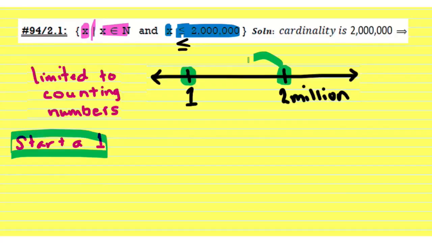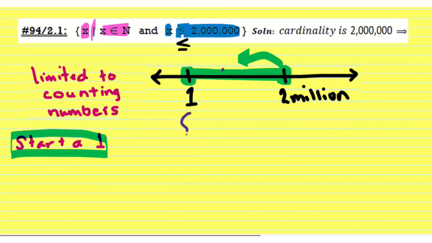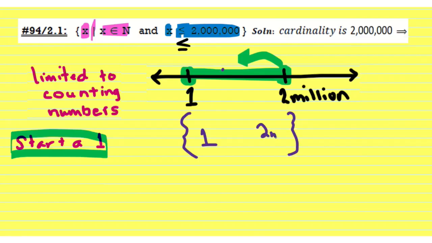And then it is less than, which means it's going to go this direction. So it's going to go all the way back down to the 1, but we are limited to the 1. So our set is only going to contain the numbers between the 1 and the 2 million. So it's going to be limited. So how many numbers are between 1 and 2 million? Well, it is 2 million, if we count from 1 to 2 million.